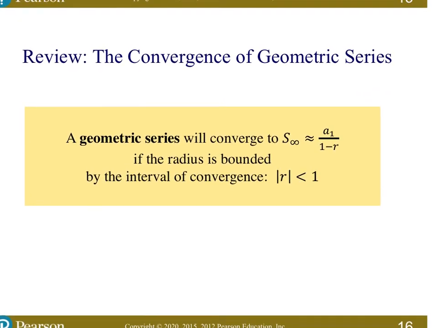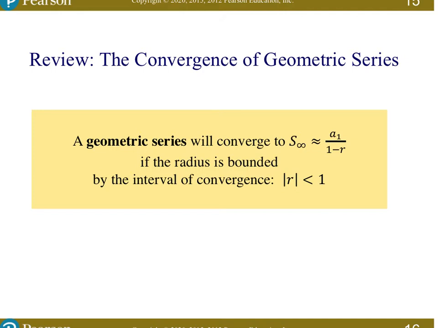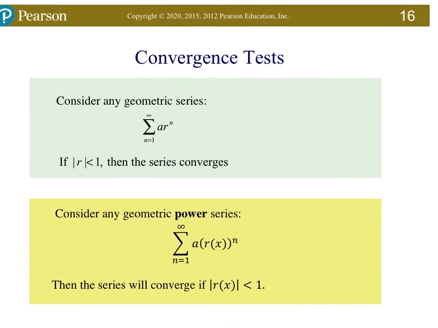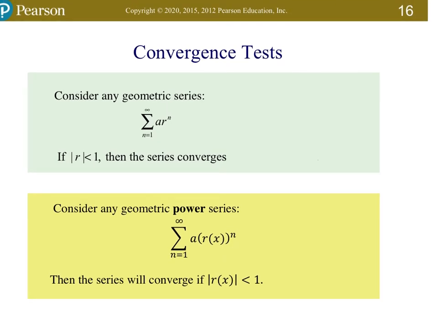So just to review from yesterday, a geometric series will converge to the following sum if the radius is bounded by this convergence interval. So remember that we established that was r being between -1 and 1, not equal to and not greater than or less than, but between. So we have our geometric series test, which we learned yesterday. If any geometric series has a ratio value that has an absolute value less than 1, then the series converges.